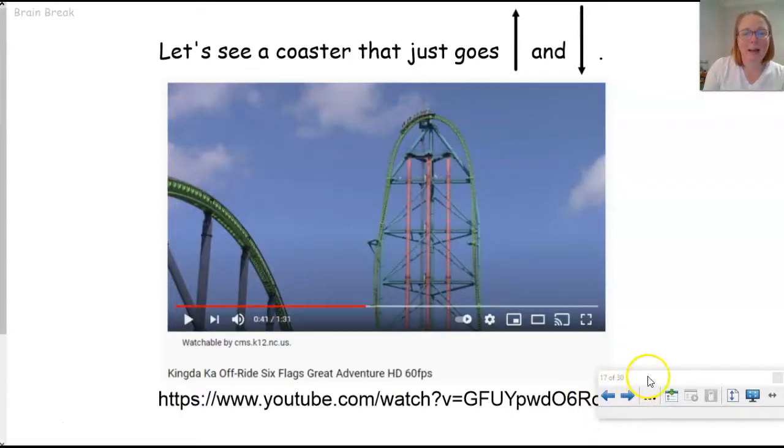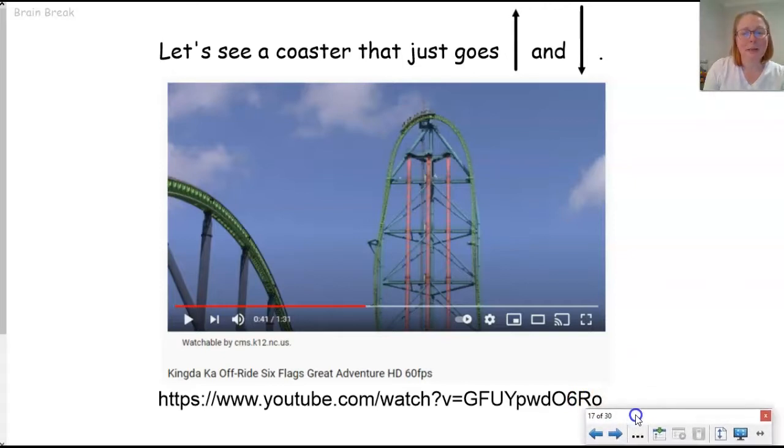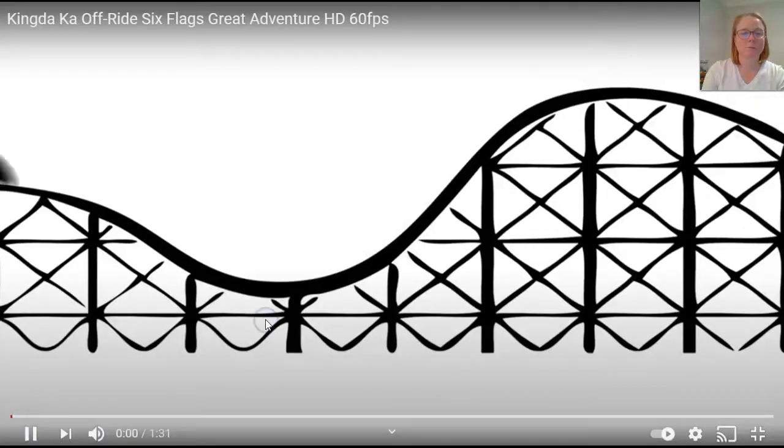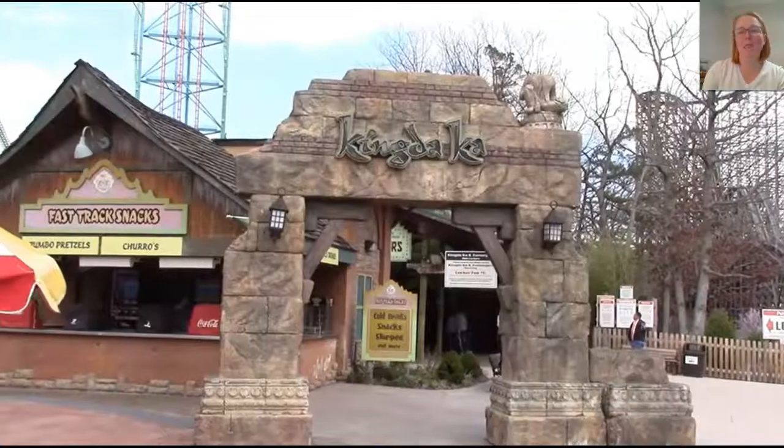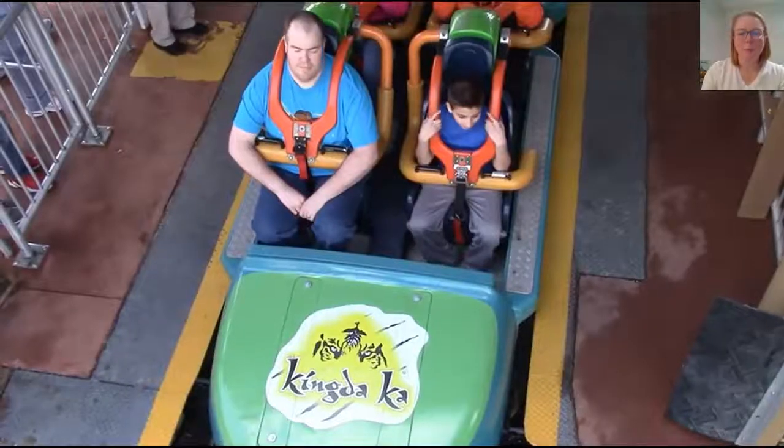So I'm recommending for a brain break that you may want to do another roller coaster. This one we're not going to ride, we're just going to watch as it goes. But this one goes pretty much straight up and down. Yeah, it's a lot. Okay, so let's look at the Kingda Ka ride at Six Flags Great Adventure. All right. And this metal coaster is a much smoother ride than that previous wooden coaster.